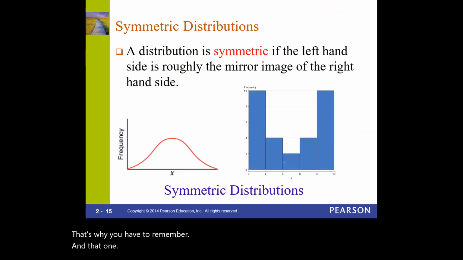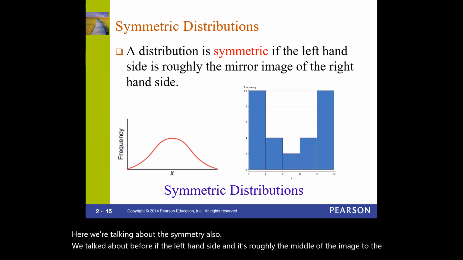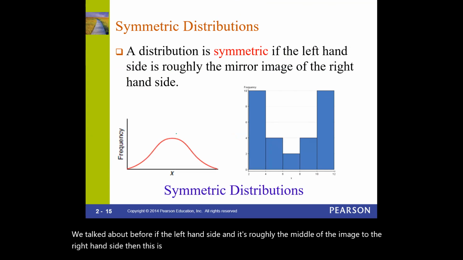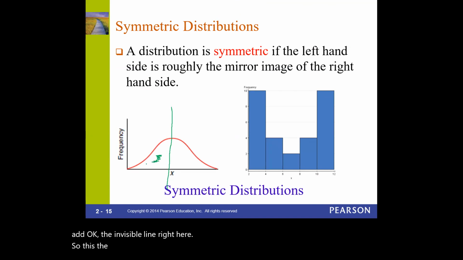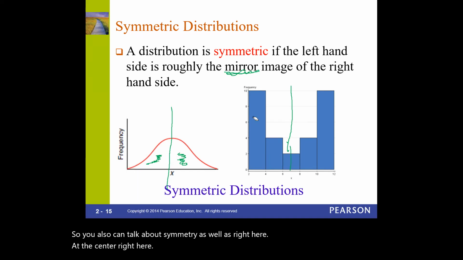So let's keep working. Here we're talking about symmetry also. We talked about before, if the left hand side is roughly the mirror image of the right hand side, then this is symmetry. Here we have the symmetry right here. If we create an invisible line right here, the left side and the right side mirror each other. So here also you can talk about symmetry at the center. They also mirror each other.